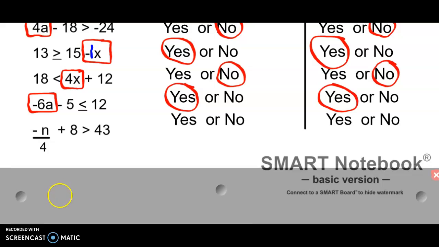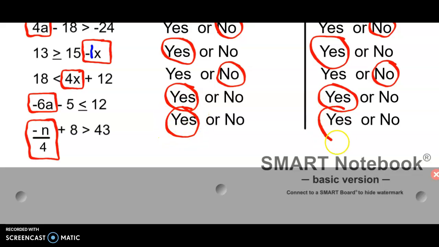Last one. Negative n divided by 4 plus 8 is greater than 43. Negative coefficient, does it flip? As I look at this problem, the thing I know about negative signs and fractions is this. It can have the negative sign at the numerator, the fraction bar, or at the denominator, but it means that the entire fraction is negative. So the answer to this is yes, and it will flip. If you got all of these correct, pat yourself on the back, you did a good job.